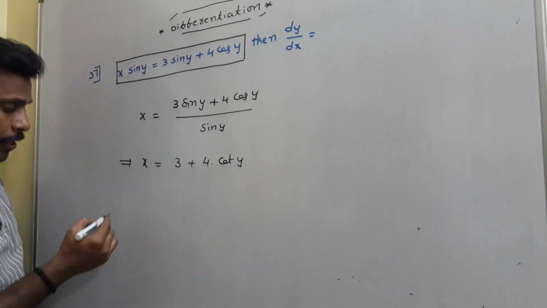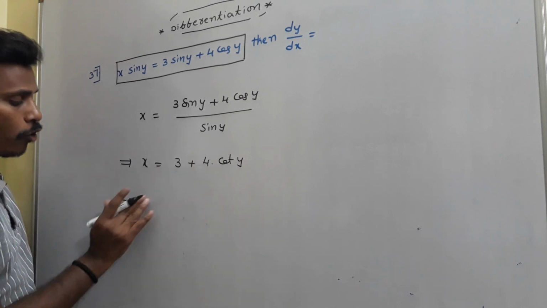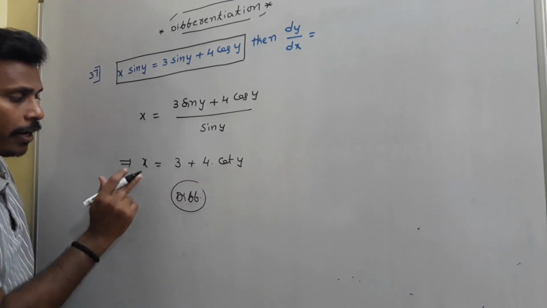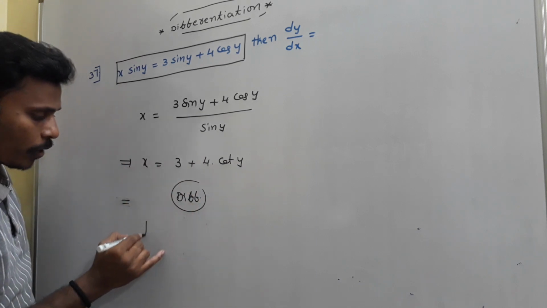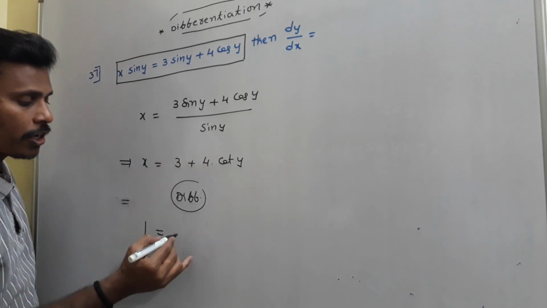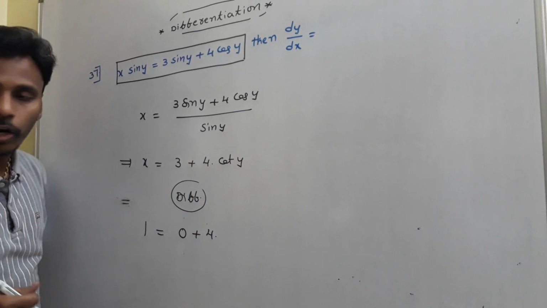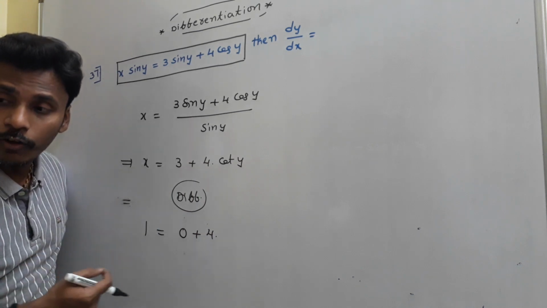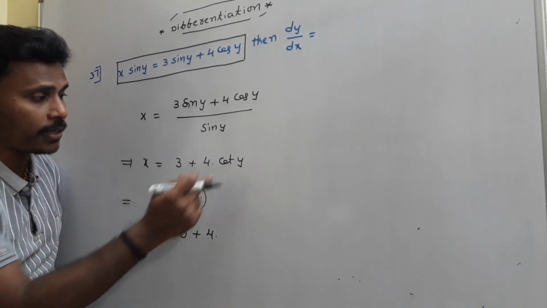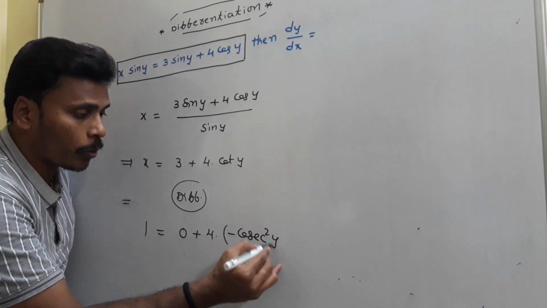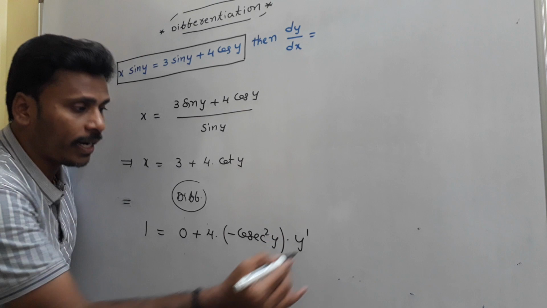Now if you apply differentiation, the derivative of x with respect to x is 1, whereas the derivative of the constant 3 is 0, plus 4 into the derivative of cot y. As we know, the derivative of cot x is minus cosecant square x, and the derivative of cot y is minus cosecant square y into y dash.